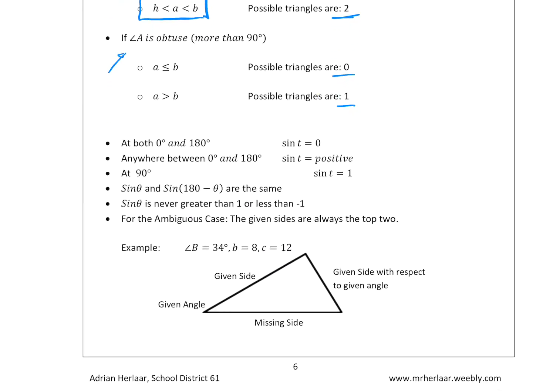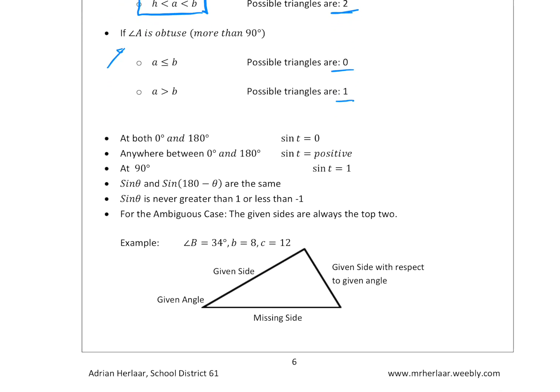And then there's a little bonus about the unit circle: at 0 and 180 degrees, sine is 0. Not really worried about that for right now. Here, sine and cosine, but sine is never greater than 1 or less than -1. And for the ambiguous case, it doesn't have to be written in gold, but it's just easier for when you're drawing.